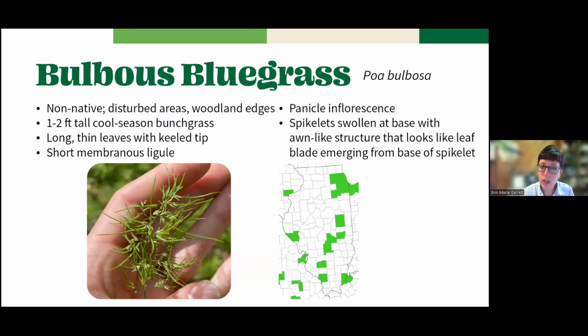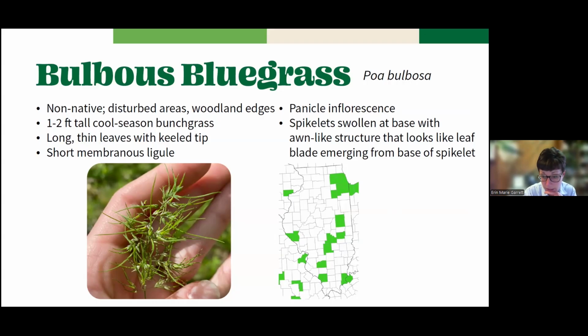Okay, the third one that we're going to look at looks a little bit different. It looks kind of funky. This one's bulbous bluegrass. Okay. This one is non-native. We find it in disturbed areas and woodland edges. So where I found this was on a trail at a state park, walking in the woods. I looked over and was like, that's the craziest grass I've ever seen. What is that? Found that it is a non-native and kind of newer to the state of Illinois, at least with the reporting that we currently have.